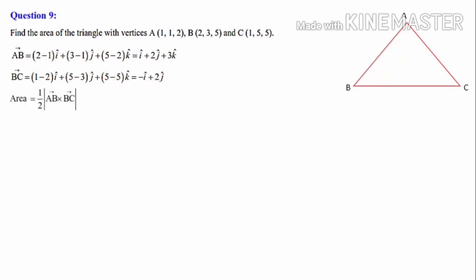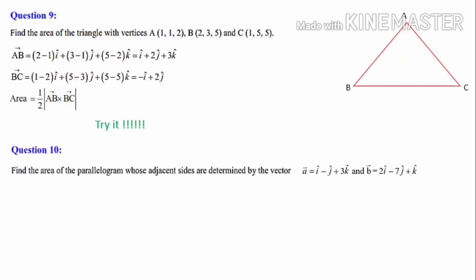Then we can use the formula: area is equal to 1 by 2 into the modulus of vector AB cross vector BC. So what we have to do is calculate vector AB cross vector BC, find the magnitude of that, and multiply with 1 by 2. This calculation you will do as homework.